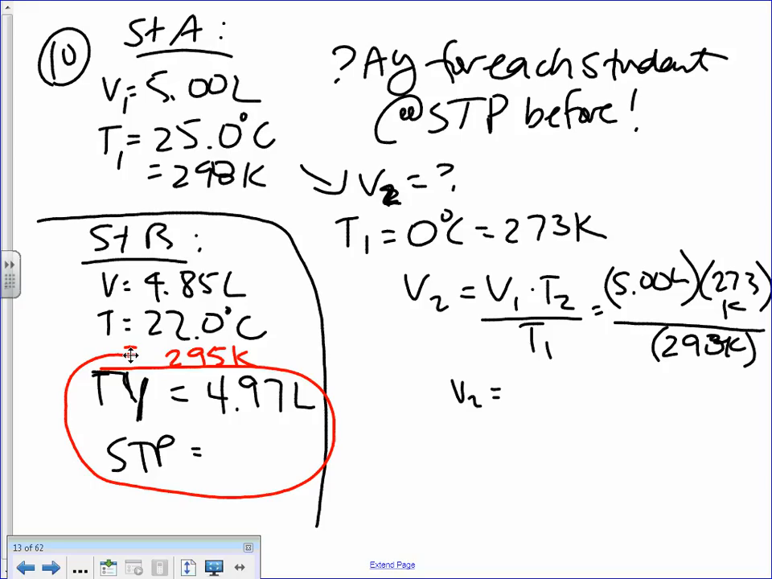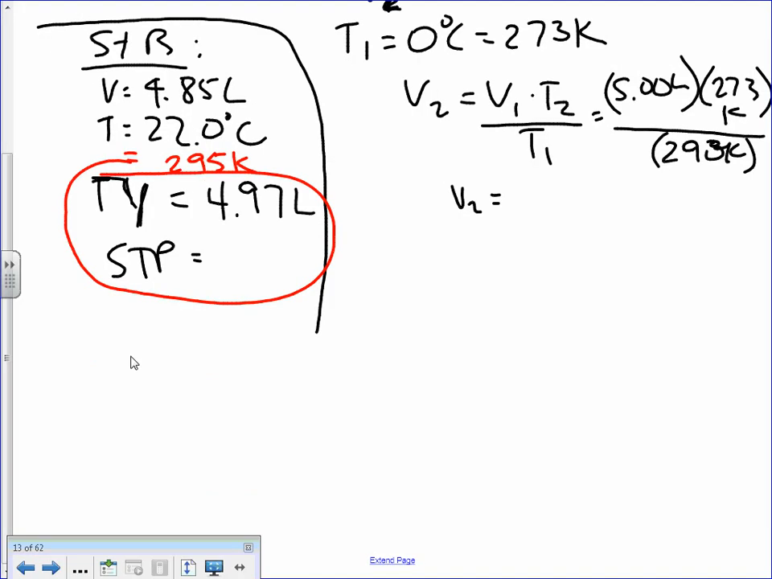Notice that these two people are not at STP. What are the conditions at STP? What's standard temperature? 273 Kelvin. And what's standard pressure? So 1 atmosphere, which is equal to 760 millimeters of mercury, which is equal to 101.3 kilopascals. Any of those will work. So those are the conditions that they're comparing to.